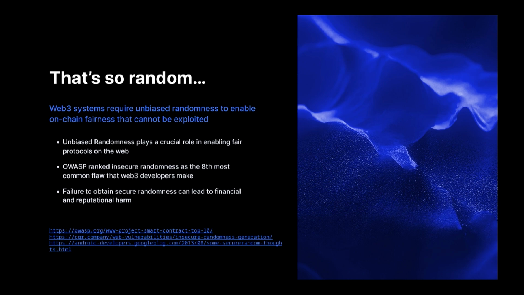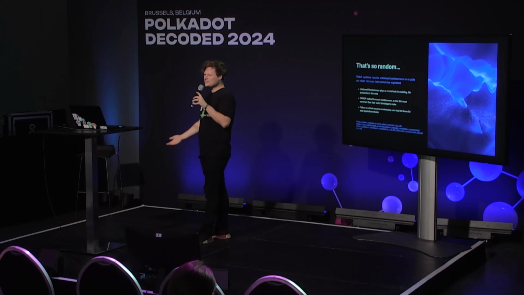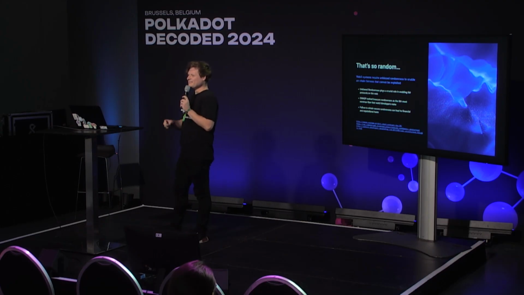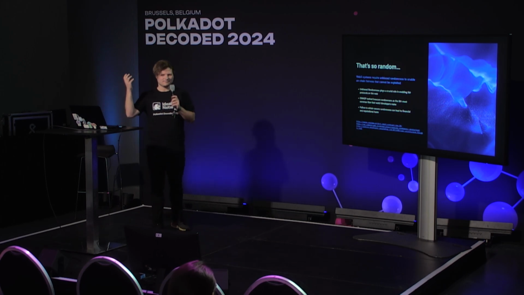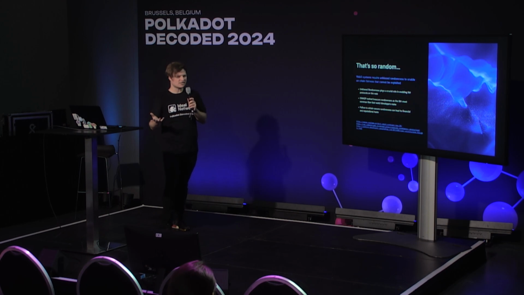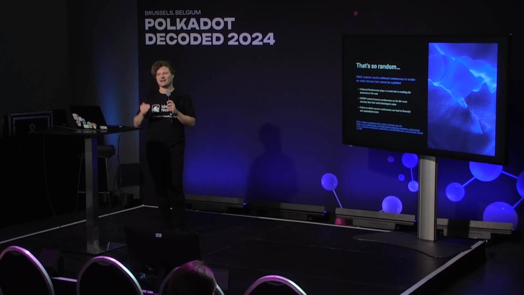But the problem is we're not very good at it. People aren't very good at generating or using it. For example, OWASP ranks insecure randomness as the 8th most common flaw Web3 developers make when implementing smart contracts. And this is a really big problem because it's easy to exploit these types of things to manipulate the outcome. The financial costs of insecure randomness can be really, really high, reaching the millions or more.